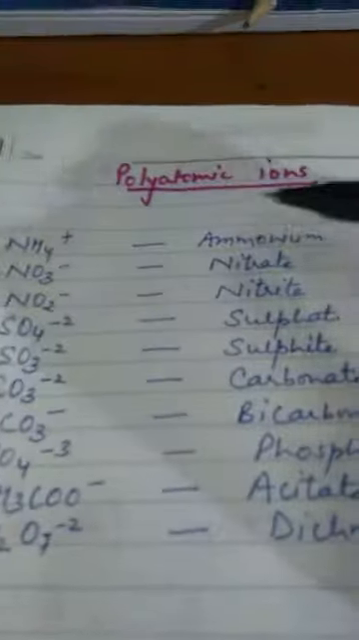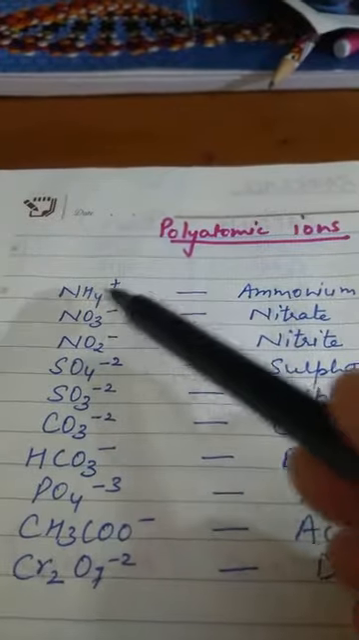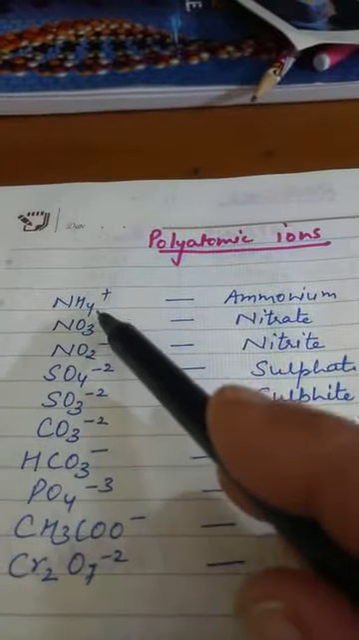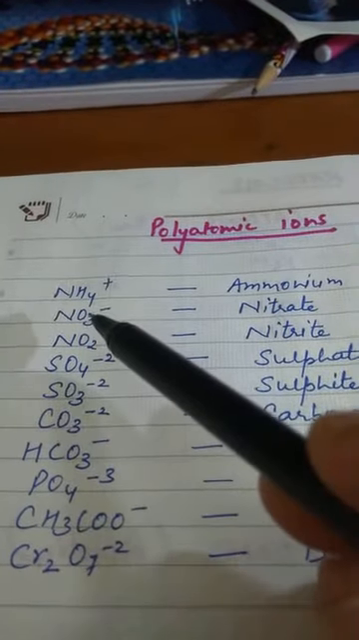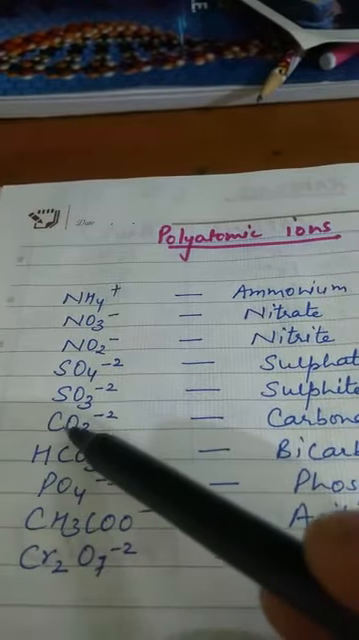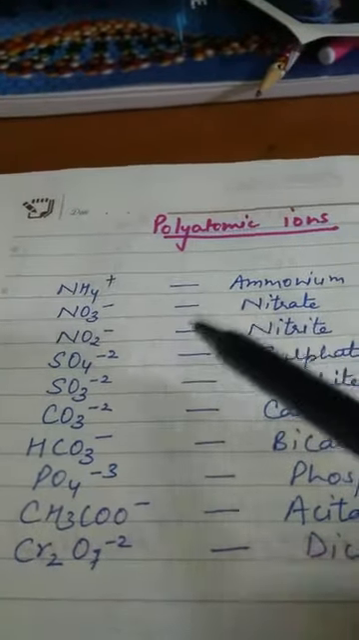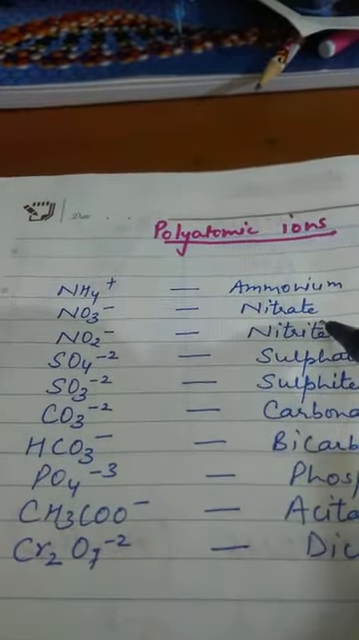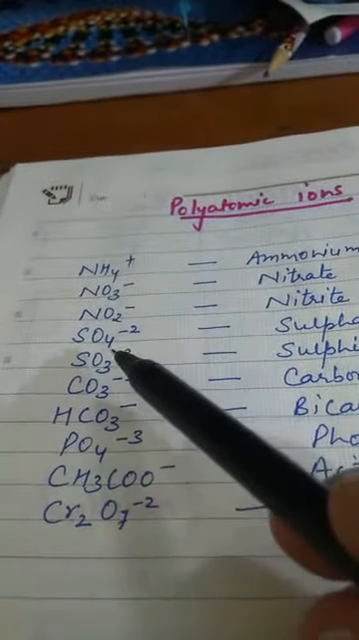Then you have to learn polyatomic ions. In polyatomic ions, you have to learn only one positively charged ion, that is the ammonium ion. So first learn the ammonium ion, NH4 plus. It has +1 charge. Then you have to learn some ions in which nitrogen is present, some in which sulfur is present, some in which carbon is present, and some in which phosphorus is present. You can learn in this way. Like NO3 minus, it is nitrate. NO2 minus, it is nitrite. The same condition is followed here.